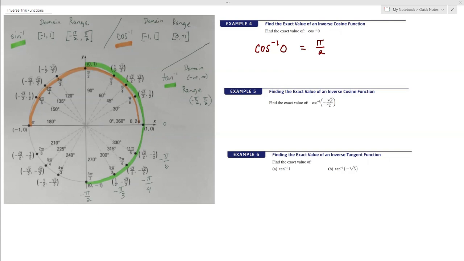What's the exact value of cosine inverse of -√2/2? Okay, so remember the cosine reaches on this top half of the unit circle, and we're looking for an x of -√2/2. That happens right here, and our angle is 3π/4.